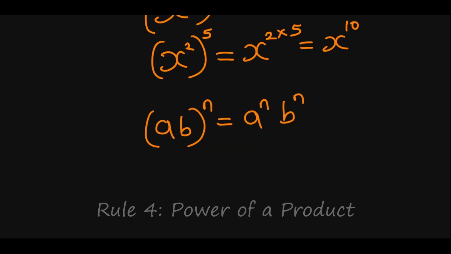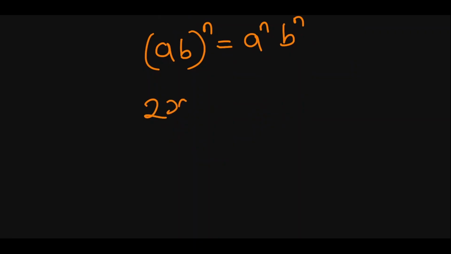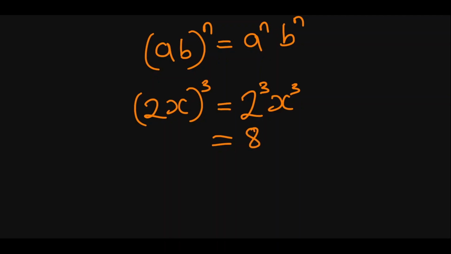So let's take an example here. If we had (2x) all raised to power 3, then the answer is 2 raised to power 3, x raised to power 3. That is what this fourth law is saying. If we simplify it further, 2 raised to power 3, or 2 cubed, is 8. So it will be 8x raised to power 3. So another very, very easy law.